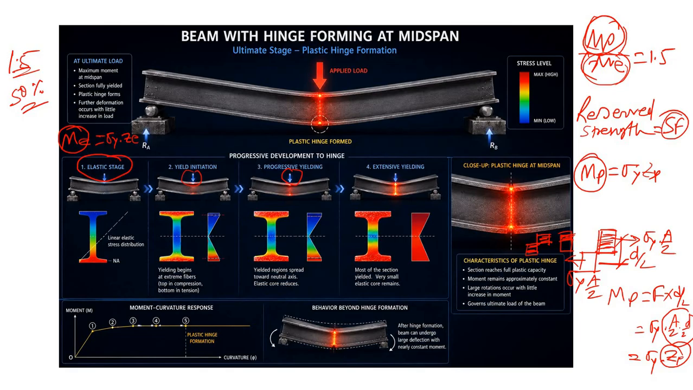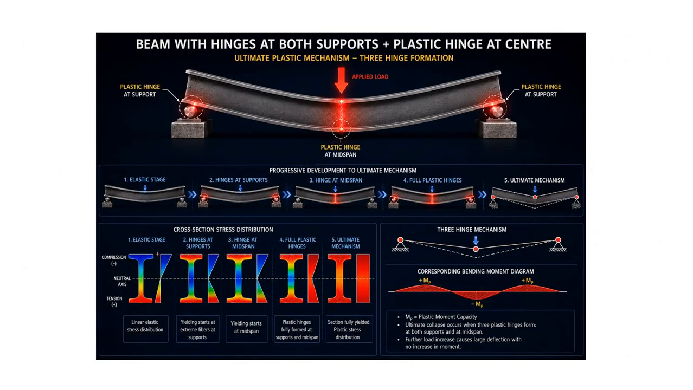Because here ZP is A by 2, that is BD by 2, and D by 2. Okay. And sigma Y. For ME this is sigma Y, but now it will be ZE. ZE is your what? BD square by 6. Very simple, right? So the ratio is coming as 6 by 4 or 1.5. So shape factor is the indicator of reserve strength. Got it? Now let's solve a particular problem.